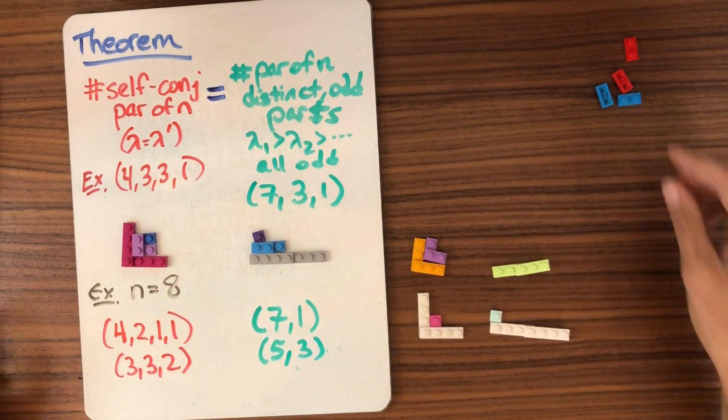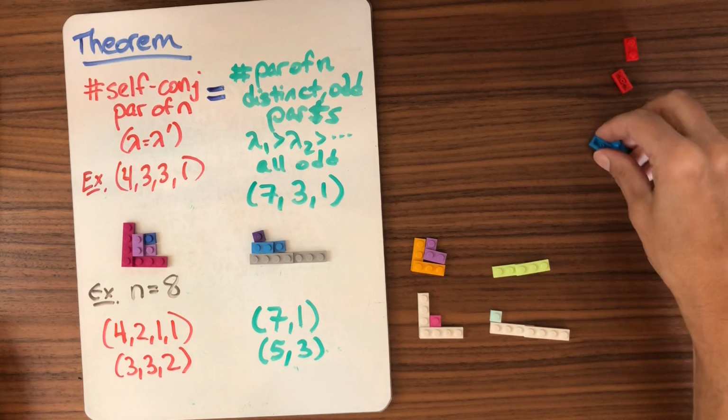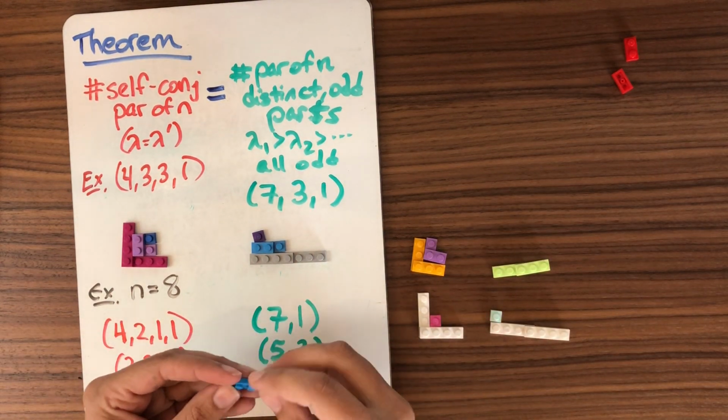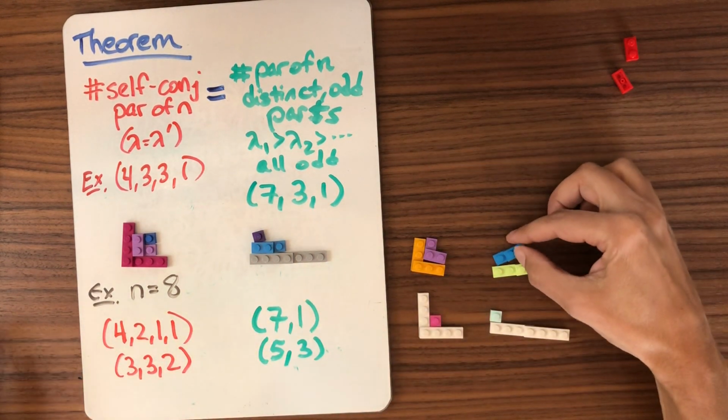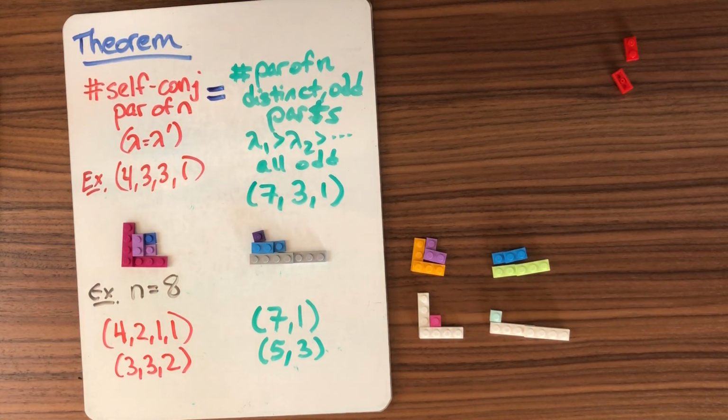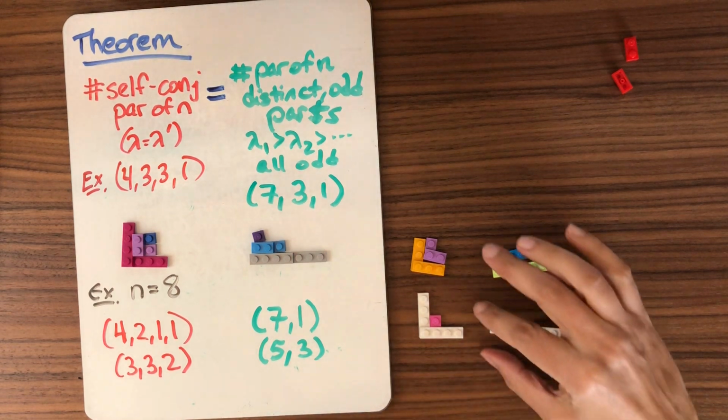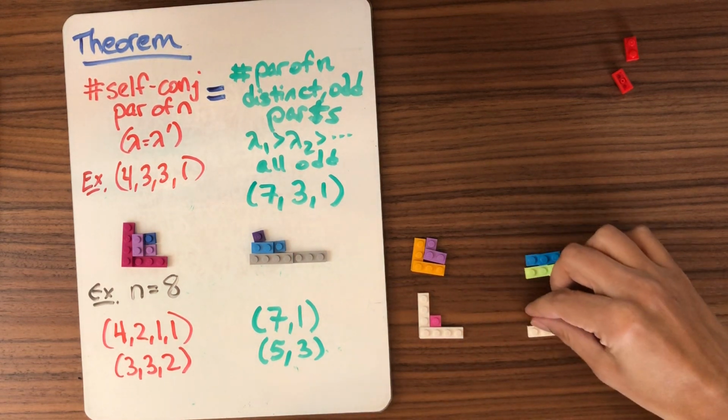And now I need a 3, so instead of just grabbing another 3, because that would be way too easy, I'll take these two 2s and push them together. And there they are. So the question is, what is the bijection? And the answer is, well, let's see. Which way do we want to go first? Maybe we'll go this way.